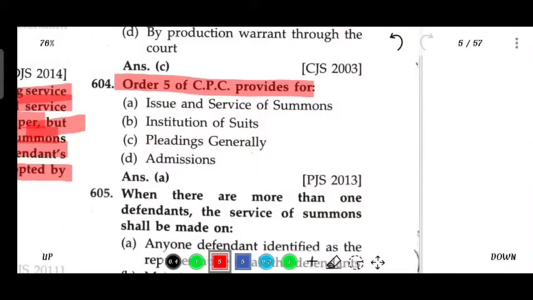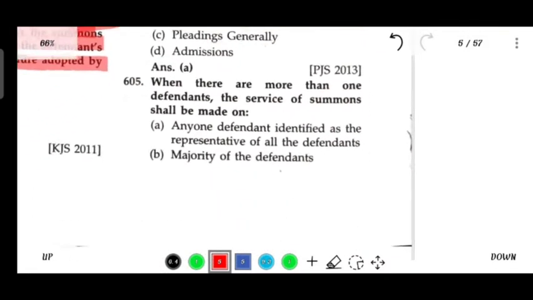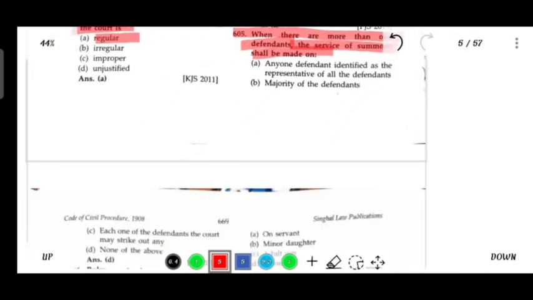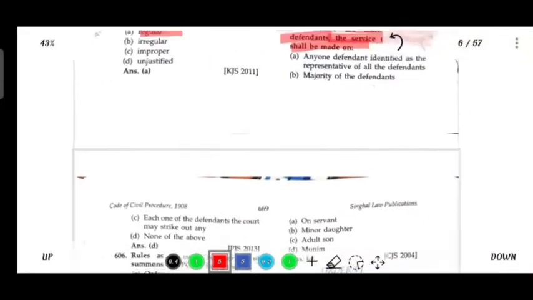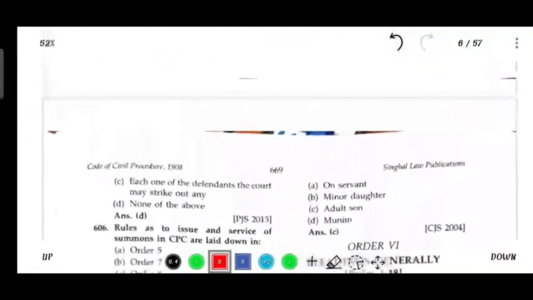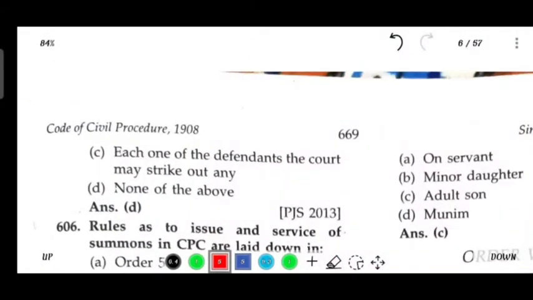Order 5 of the CPC provides for issue and service of summons. Where there is more than one defendant, the service of summons shall be made on none of the above.